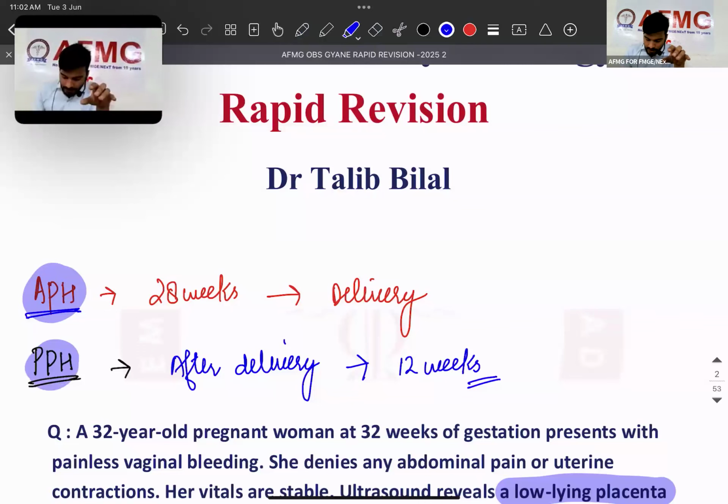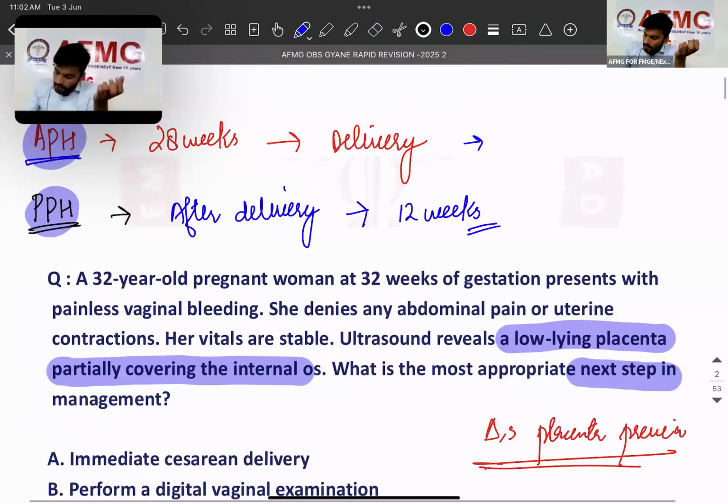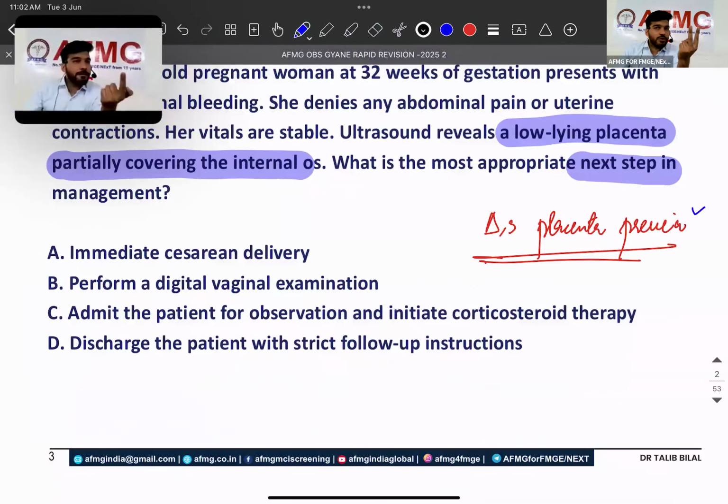Now, postpartum hemorrhage, you already know, is after the delivery. But now the question is from where? From antepartum hemorrhage. What was antepartum hemorrhage? Before the delivery. Now this antepartum hemorrhage can be of how many types? Mainly three main causes can be there. First is placenta previa. Second is abruptio placenta. And third is vasa previa.